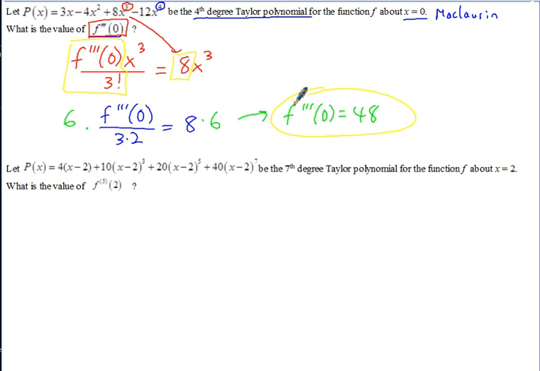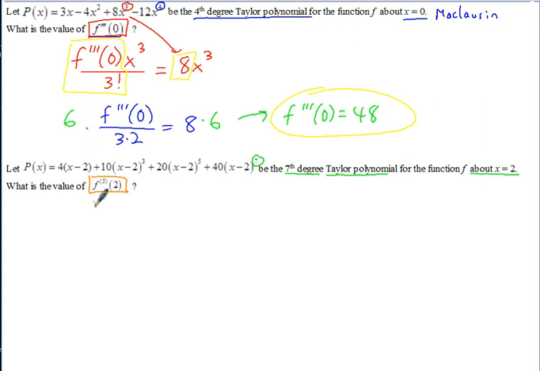Similar thing on this one, it just is a 7th degree Taylor polynomial. And it's about x equals 2. So it's not Maclaurin. You can see that by the x minus 2's there. And it's 7th degree because the highest exponent is 7. However, what we're looking to find is the value of the 5th derivative of the function at 2.